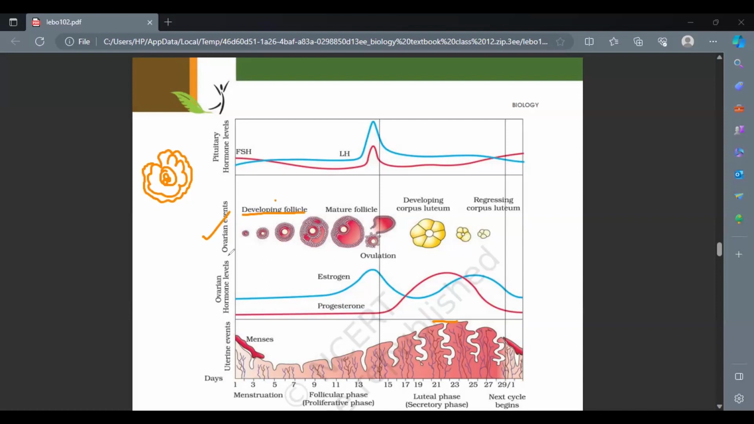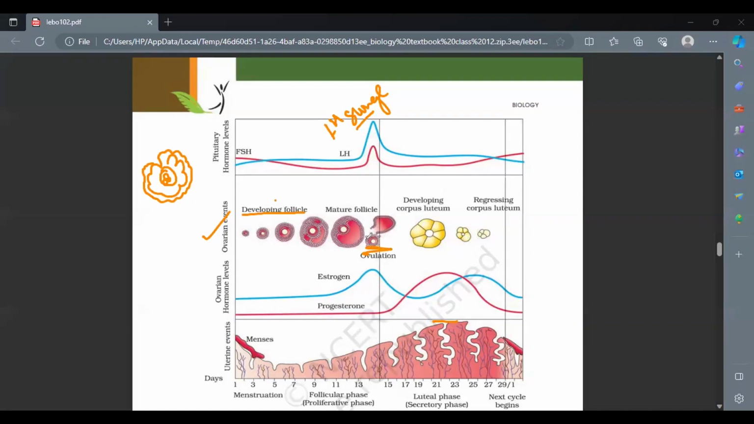Now you can see in this graphical representation, when the follicle level is increasing, till around the midway of the menstrual cycle, the LH is immediately increased. The time at which the LH is increased is known as the LH surge. What is this LH surge? This is the time at which the maximum release of the luteinizing hormone happens. At that time the ovulation takes place.